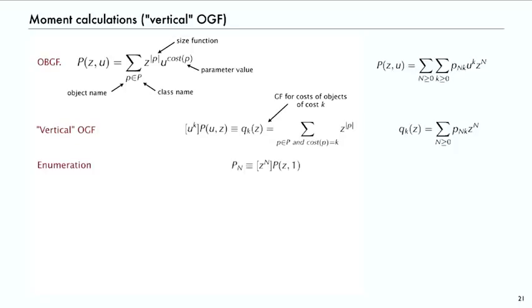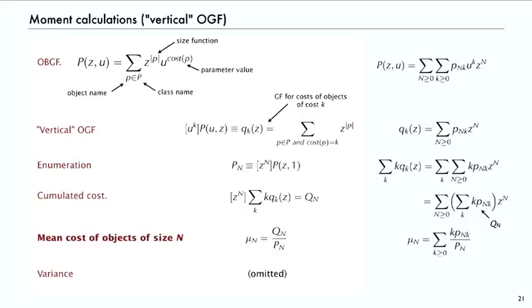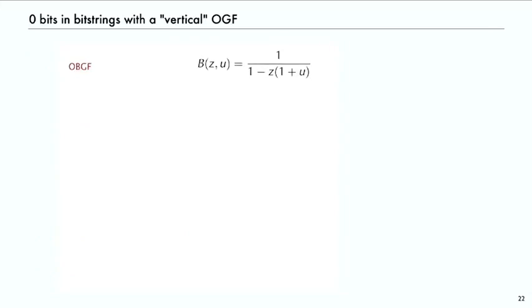And so to enumerate, we do it the same way with the bivariate generating function, but accumulated cost is the coefficient of z to the n in the sum over k of k times q sub k of z, where q sub k of z is the bivariate generating function. So we have to extract another coefficient, but there are some problems where it's easier to do the calculation this way. And so it gets down to the mean again, and you could do the variance the same way, but I'm going to skip it. And again, this is just for completeness.